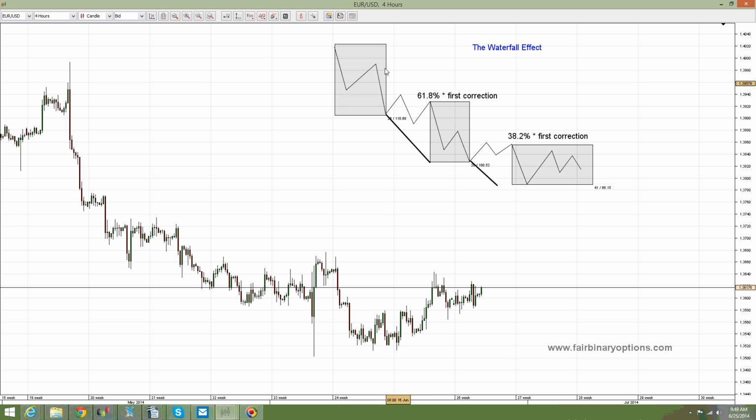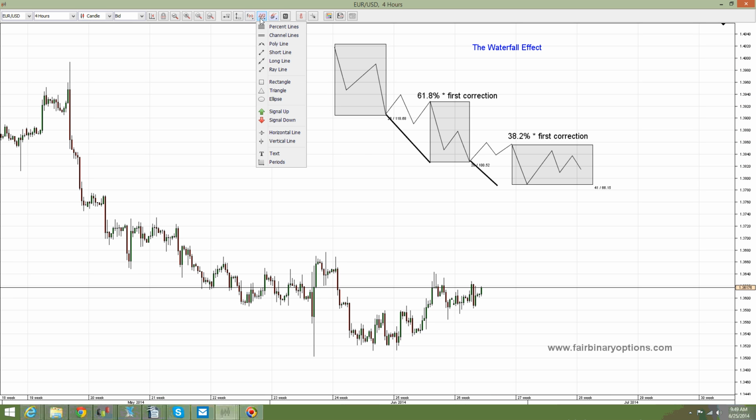Then, of course, based on the length of the first correction, you just take 38.2 and project it by the end of the first correction, and you'll have an educated guess about the moment that the market is going to end the third correction. We have a classical example on the euro-US dollar.